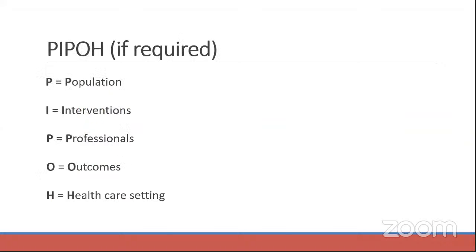And there have been alternative terms or acronyms suggested. One is PIPO, where P stands for population, I for interventions, P for professionals, O for outcomes, and H for healthcare setting. And you can choose the best one that would suit the purpose of your systematic review.